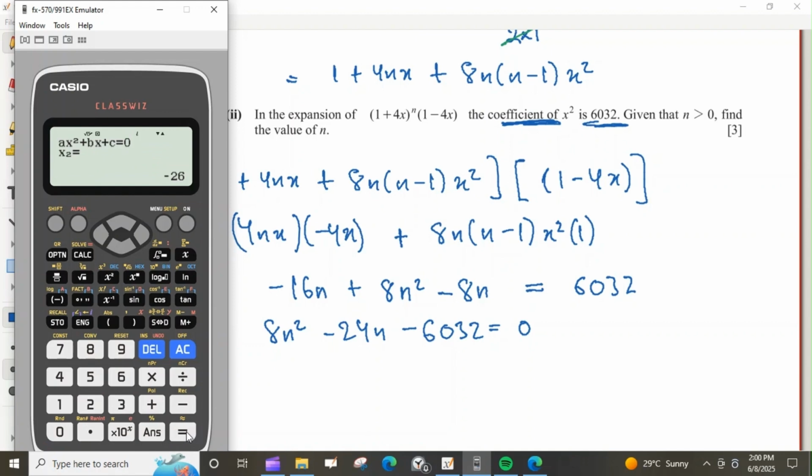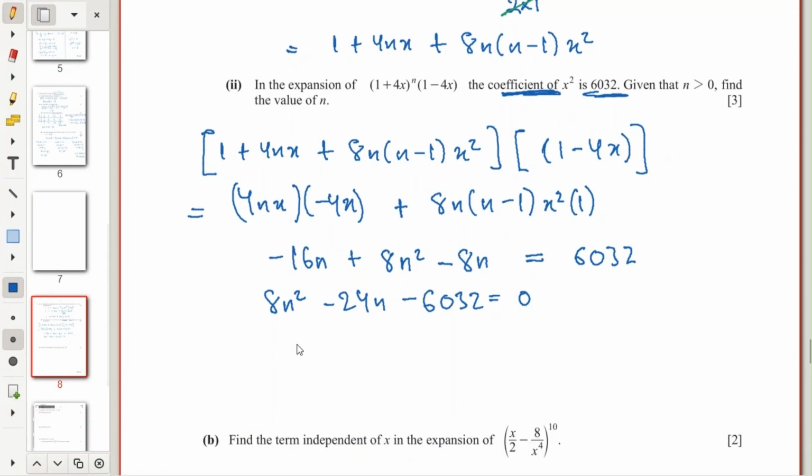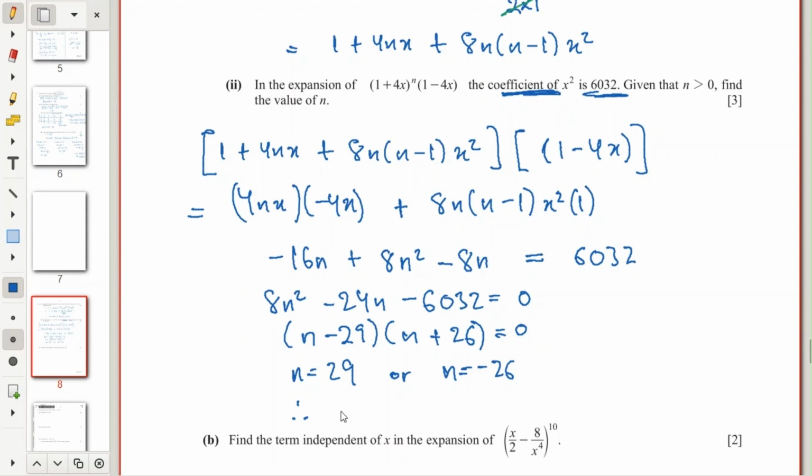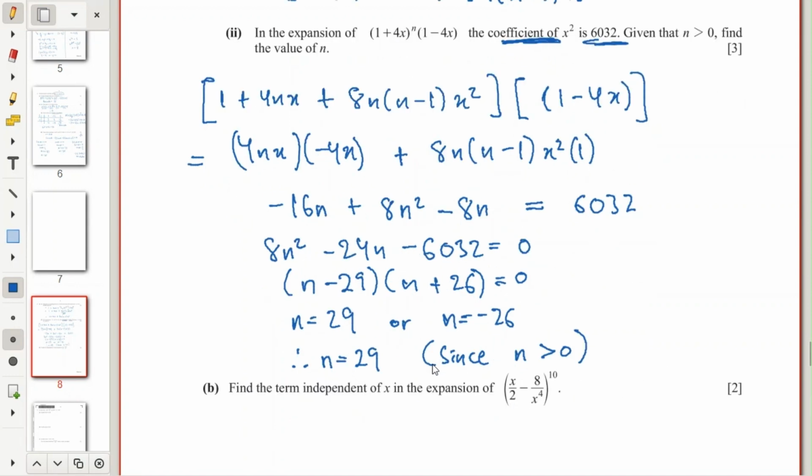So n is equal to 29, n is equal to negative 26. But you see, sometimes they mark your linear factors, so make sure you write like this for them. But you know that our n cannot be negative. So therefore n is what? 29. Our n cannot be negative. N is always a positive number, it's always greater than 0. So our n is 29.